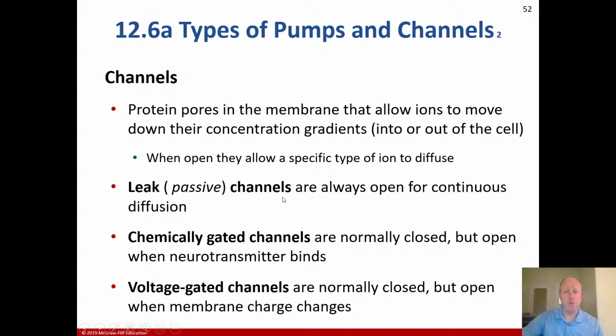Leak or passive channels are always open for continuous diffusion. Chemically gated channels are normally closed but open when a neurotransmitter binds. And voltage-gated channels are normally closed, but they open when the membrane charge changes.